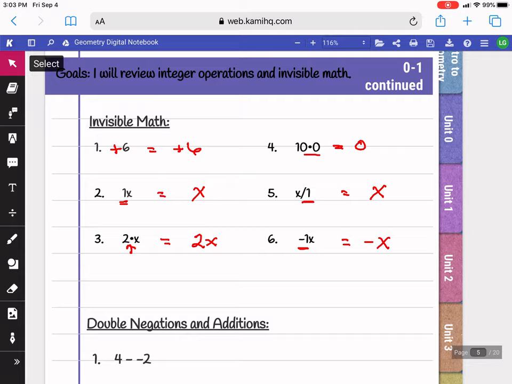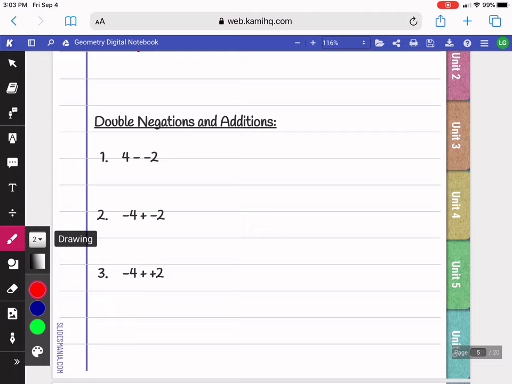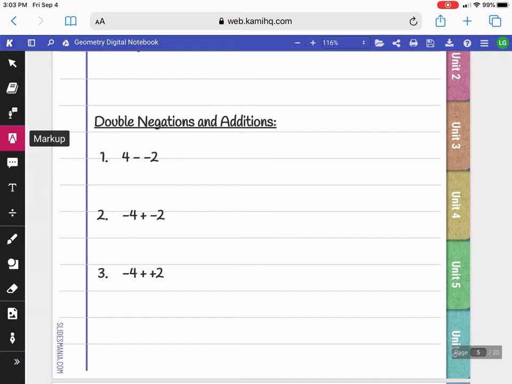Let's go ahead and talk about double negations and additions, because these do come out a lot in math. So here we have 4 minus negative 2. Usually when you see a minus and a negative next to each other, like that, you can change it to addition. So minus a negative means the same as, so I'm going to write it here. Anytime you see that, you can actually change that to a plus. So it's really 4 plus 2, or 6.